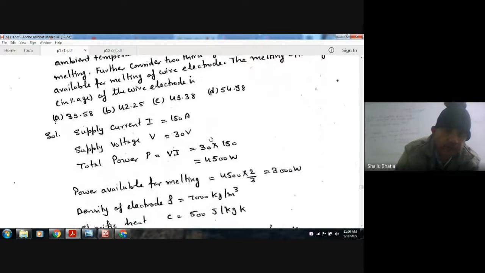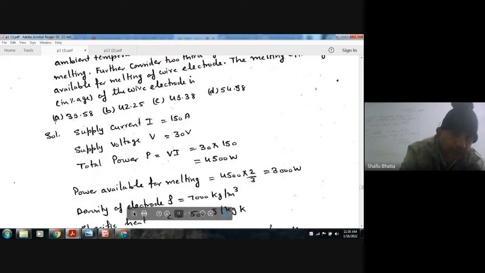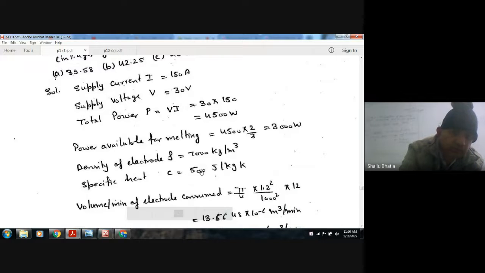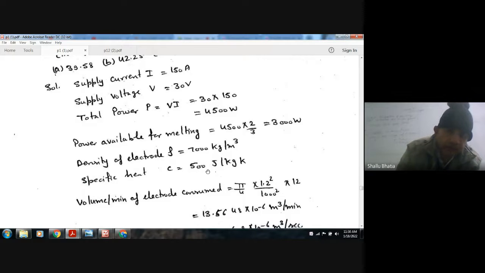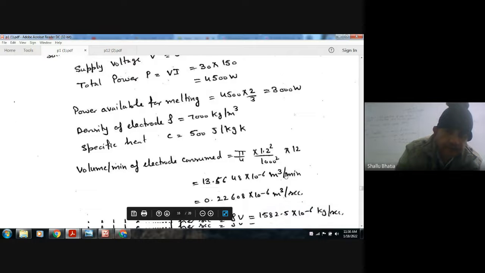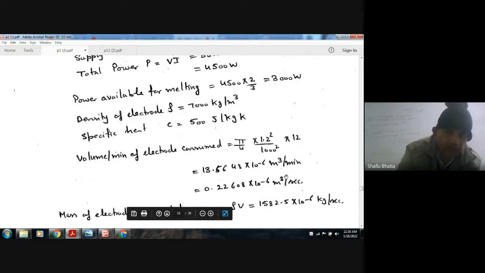So this is your total power, and the power available for melting is two-thirds of this, that is 3000 watt. Now the density of the electrode is given, the specific heat of the electrode is given. The volume of electrode consumed per unit time is area into velocity. So the volume flow rate is 0.22608 into 10 to the minus 6 meter cube per second.